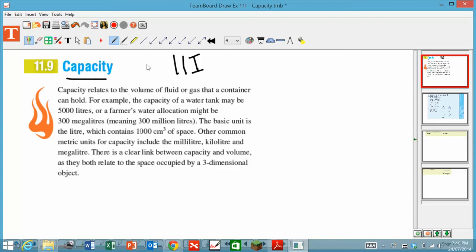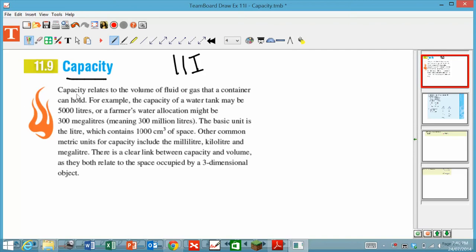Today we are looking at capacity, which is exercise 11I. Capacity relates to volume. We did volume in the last video tutorial, and volume and capacity relate to each other. When you have a container, it can have a certain capacity or volume of liquid or gas or something that the container can actually hold.